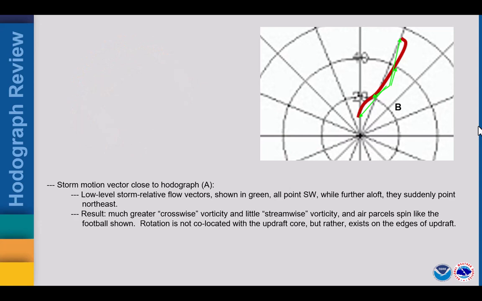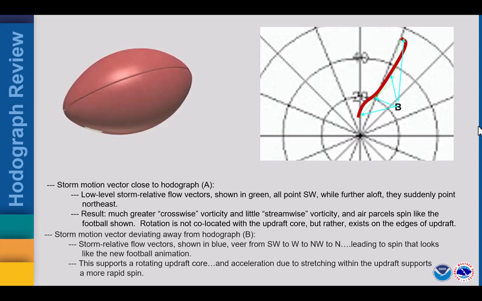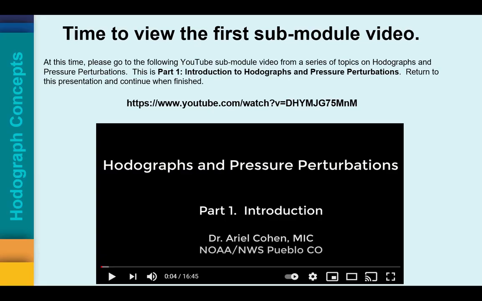So if the motion vector instead of at A was actually on B, off the hodograph curve, then we have a varying pattern of storm relative flow vectors. And in this environment, the football would spiral. And as it gets ingested into the updraft, that rotation would be co-located with the core of the updraft. Now we're in for business as far as a tornado. We have the rotation co-located with the updraft that can then allow for vortex stretching as the updraft accelerates.